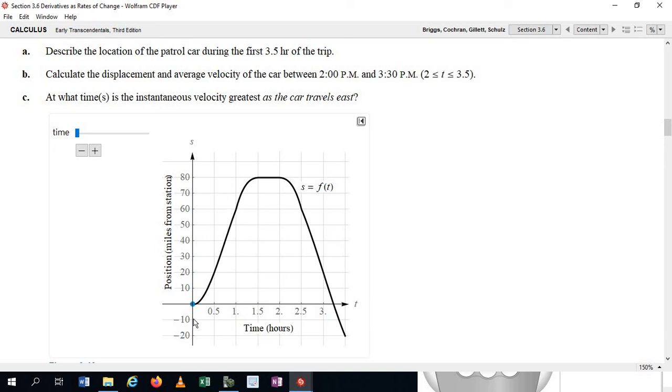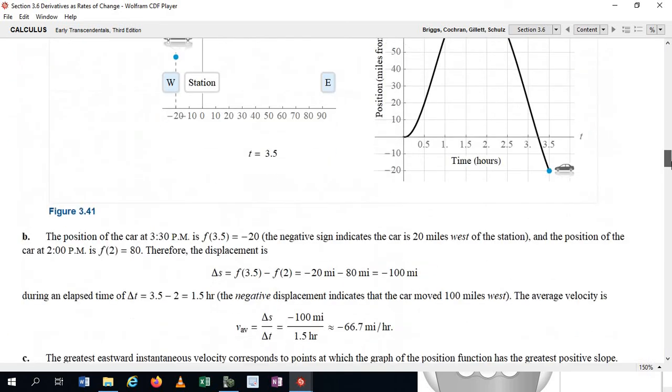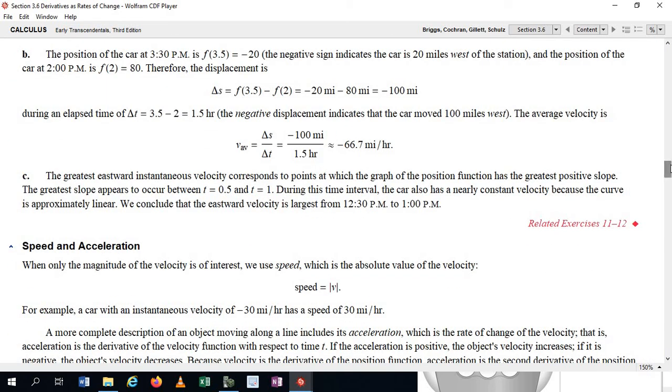It's hard to tell, but it's not down here because the slope of the tangent line down here is flatter. And then as you move into here, it gets steeper. And then at some point, it begins to level off again and head towards zero up here. So it's somewhere in here. It's very hard to tell. I would say somewhere between 0.5 and 1. And you can see that that is the correct answer. It's somewhere between t equals 0.5 and t equals 1, which is 12:30 and 1 p.m.